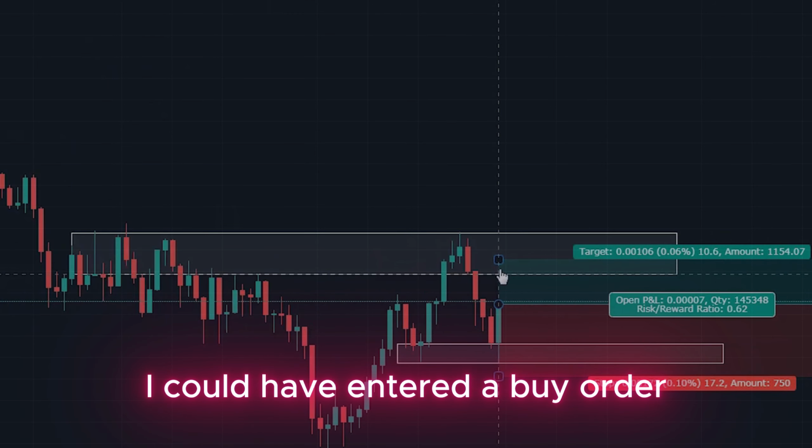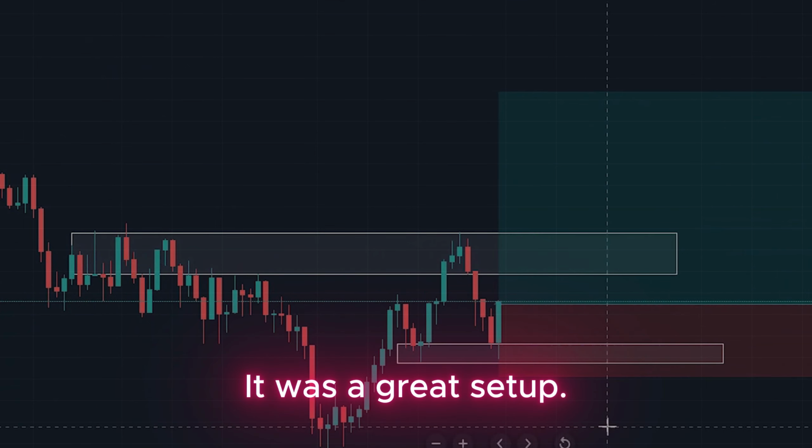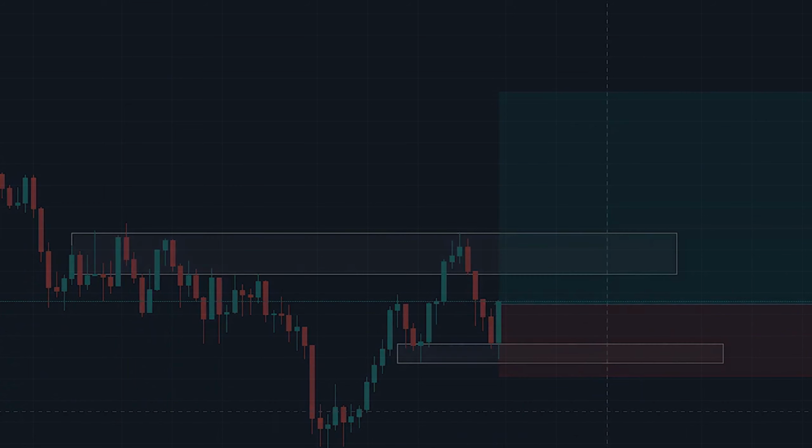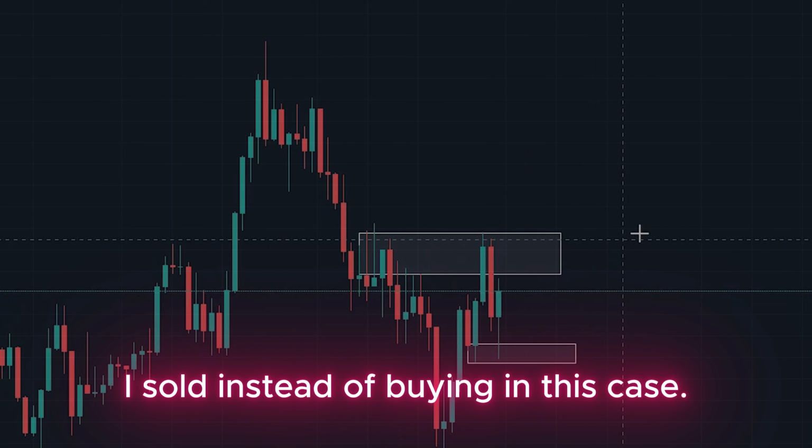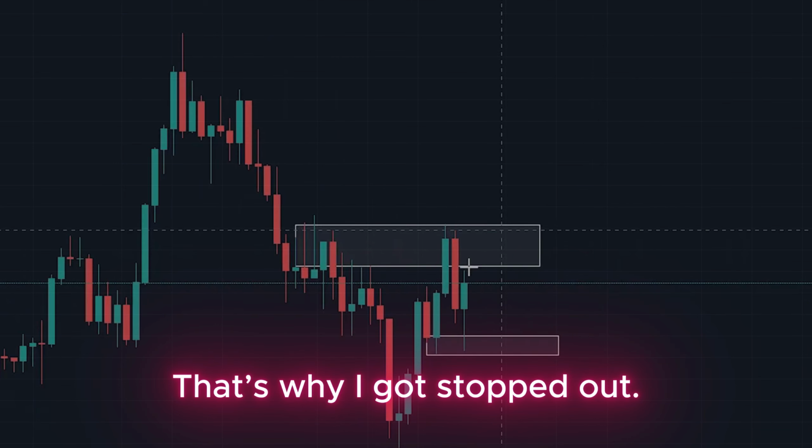Looking at this context, I could have entered a buy order. In this scenario, it was a great setup. We should have bought. But no. I sold instead of buying in this case. That's why I got stopped out.